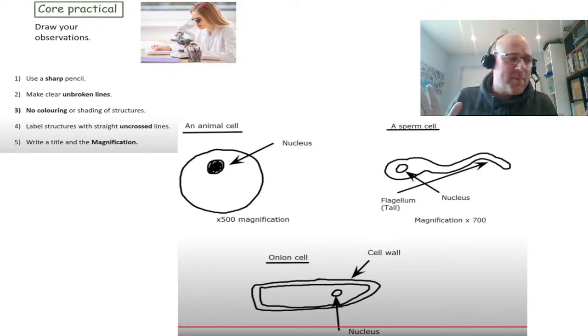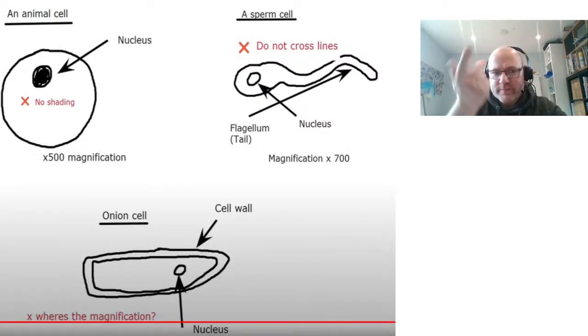All right, has this come up before? It's come up as a 1 marker. I don't know if it's ever going to come up as a 3 or 4 marker, but it's best to have gone through it. So there's the mistakes. Don't cross lines, no shading, and the bottom one didn't have magnification. So you need to know that for Tuesday's exam.